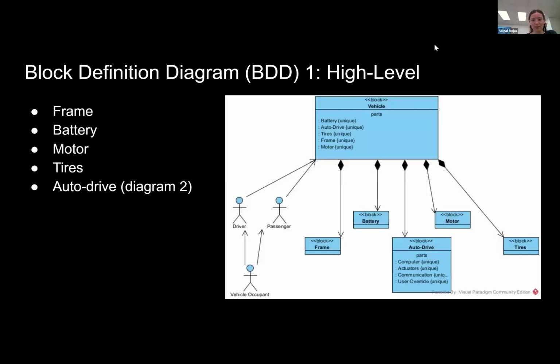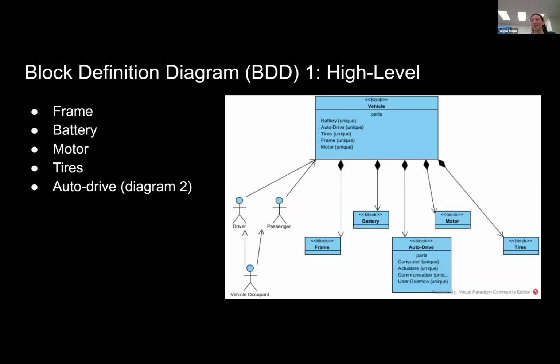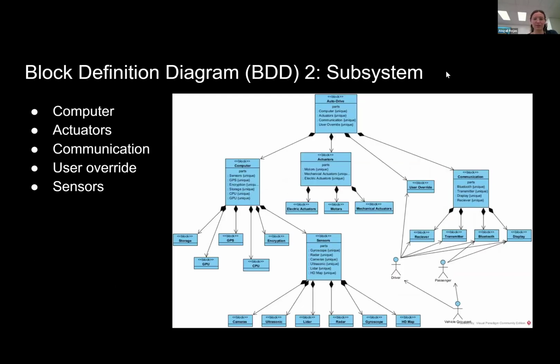So I think, yes, the first one I did high level. So it's just the vehicle with the frame, battery, auto drive, motor, and the tires. And it shows, would these be stakeholders? The people involved. And then I did a subsystem that went more into the auto drive. So the main parts of that were the computer, actuators, communication, sensors, and then a user override option to get out of auto drive. And all of those are broken into further parts.